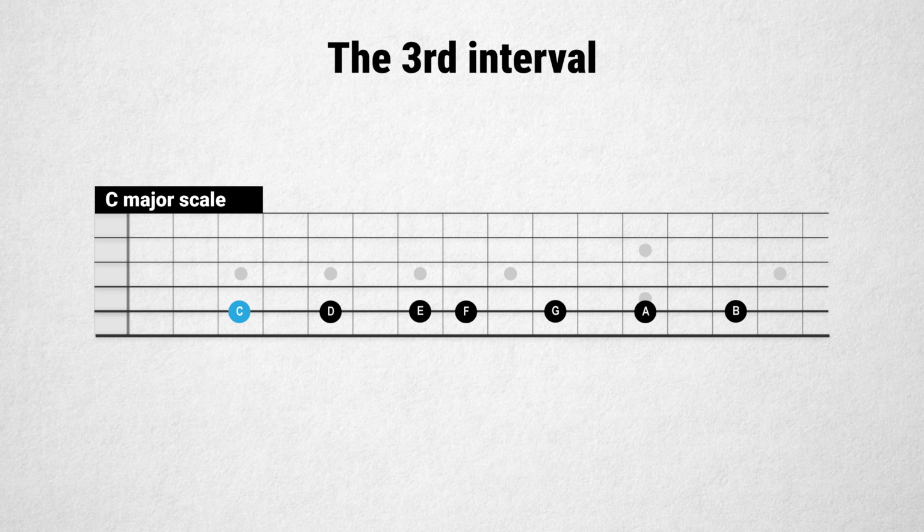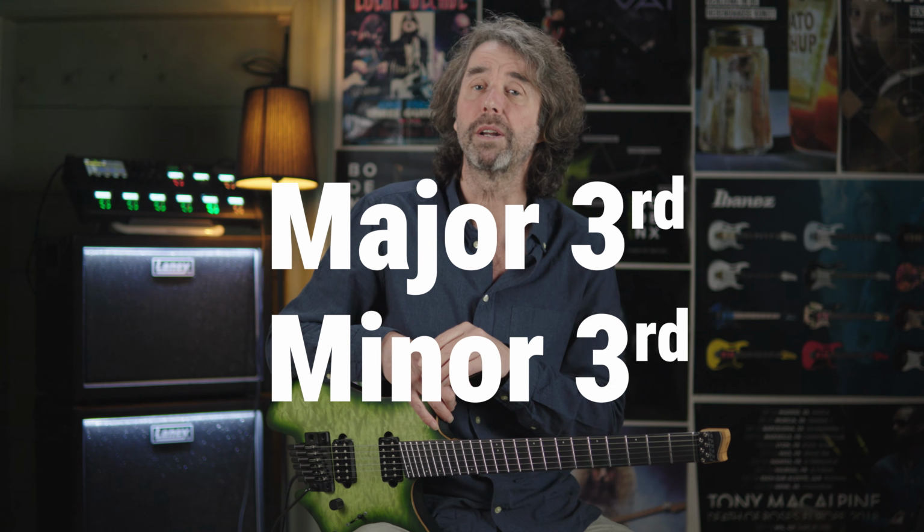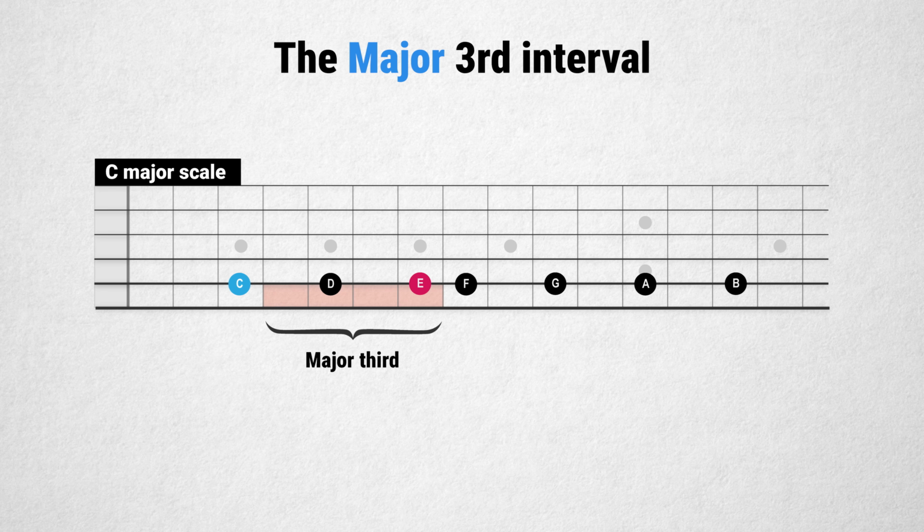Now, a 3rd interval is the distance between the 1st and 3rd note of a diatonic scale. And there are 2 versions of this interval, the major 3rd and the minor 3rd. Now, the major 3rd has a tonal distance of 2 whole steps or 4 half steps, if you like. It creates a bright and happy sound, and we'll find such a major 3rd between the notes C and E that are part of the C major scale.